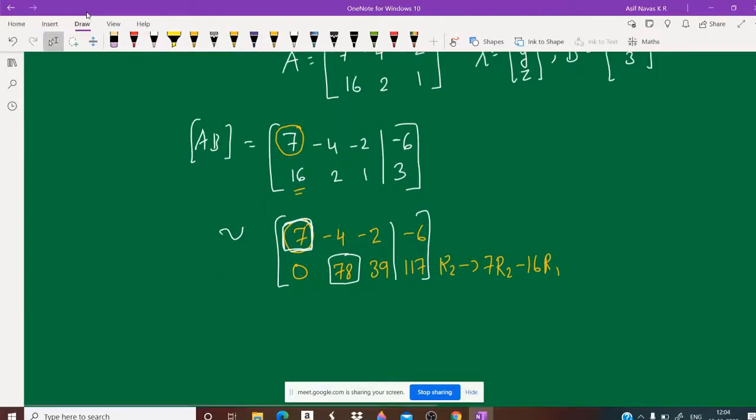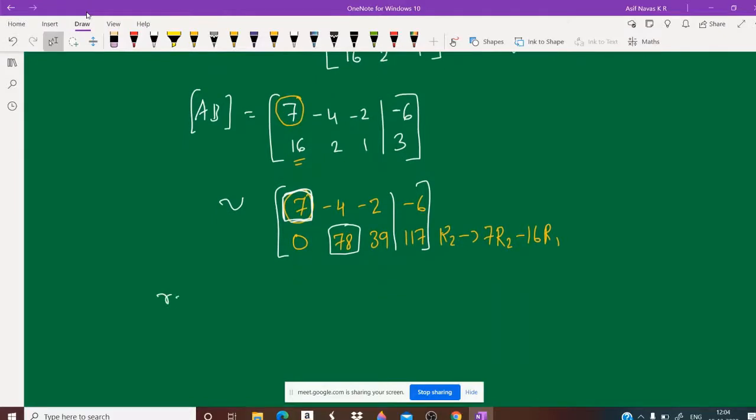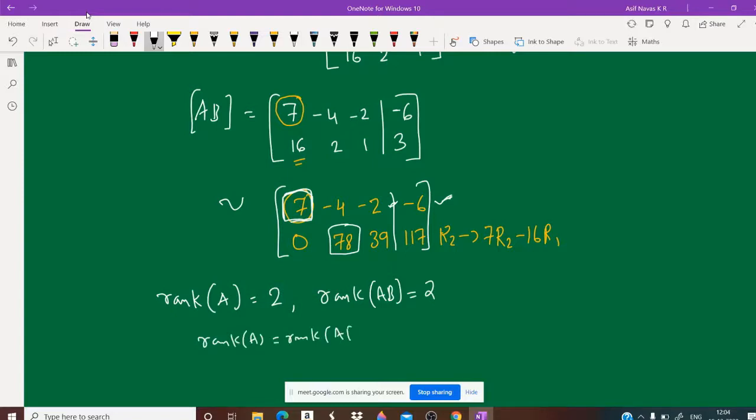Now tell me what is the rank of A? 2, because only 2 pivots or 2 non-zero rows are there. What is the rank of AB? 2. So rank of A is equal to rank of AB, right? So what can you conclude? Does it have a solution? Yes.